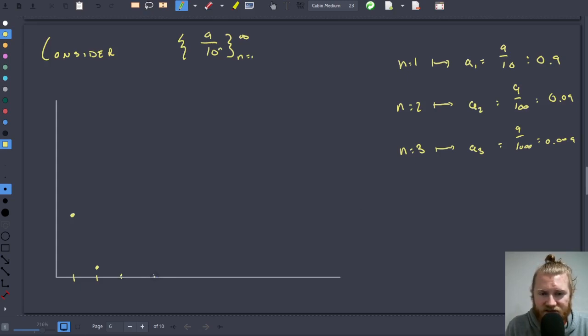At some point, this is going to be very difficult for me to draw accurately because all these points are going to be so close to this asymptote. But notice I'm not drawing a line here. I'm just plotting points because there's nothing in between these points.